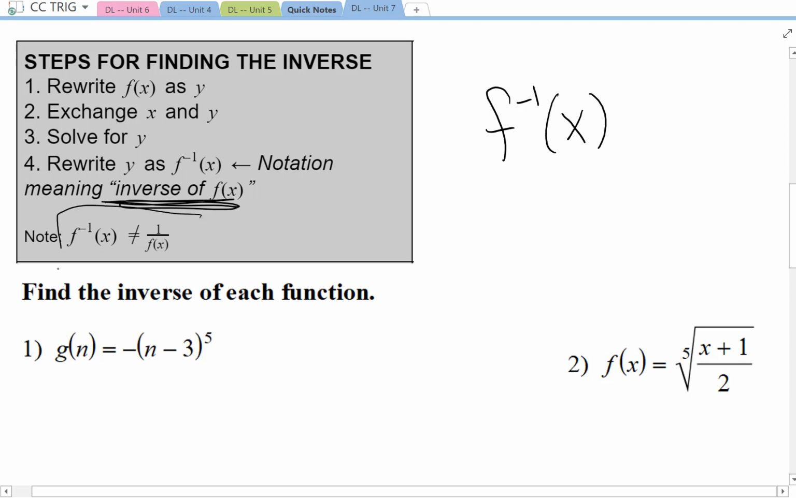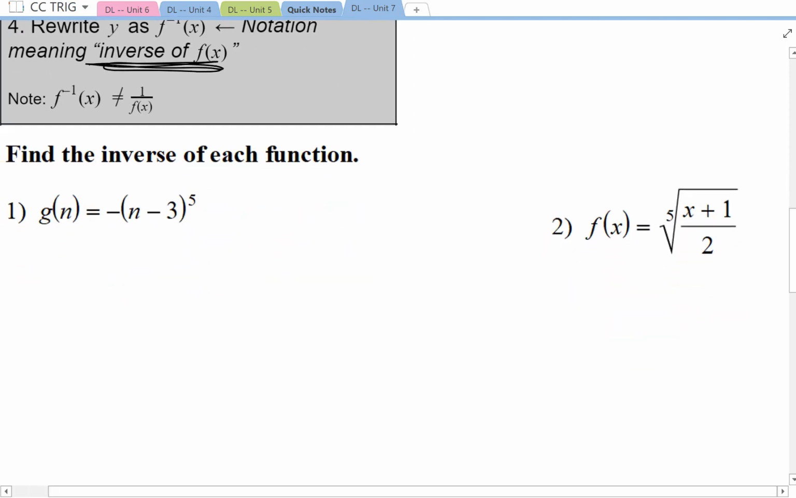This does not mean 1 over f of x. This is not a wrong side of the fraction bar situation. Okay, this is just a notation. So literally this -1 has no mathematical meaning except to tell you, hey, this is the inverse of the f function.